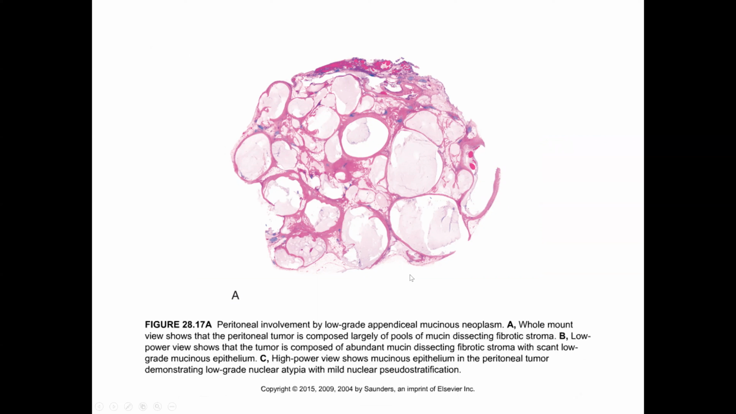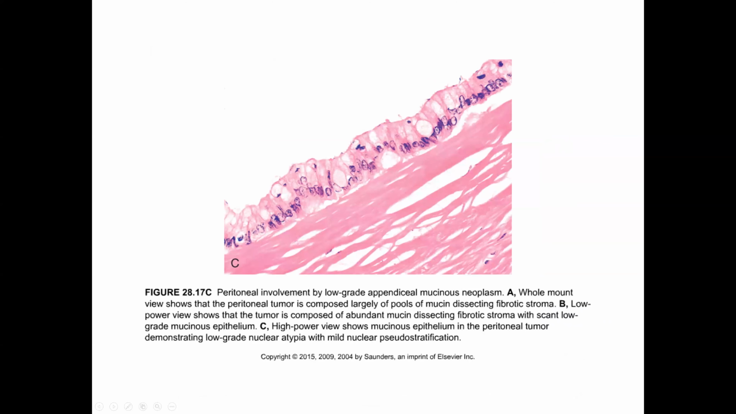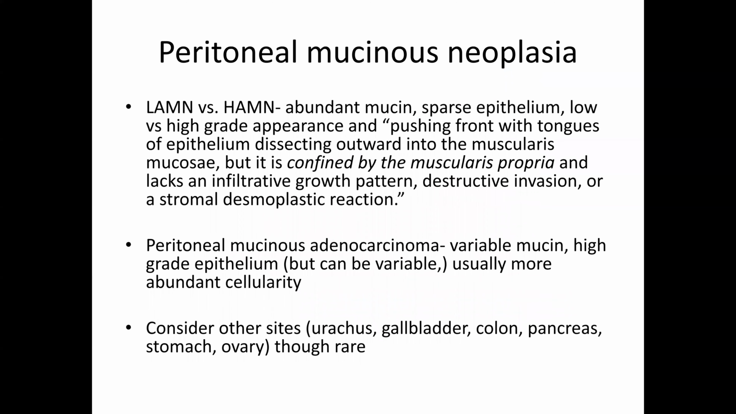So low-grade appendiceal mucinous neoplasms can have lots of pools of mucin, very low cellularity. We see virtually no epithelial cells here, maybe a few here and there. And then at higher magnification, we might again find this fairly low-grade epithelium resting on a dense hyaline fibrous membrane, as you see here. So the term high-grade appendiceal mucinous neoplasm has been used in the past. It's not included in the current WHO, although there are some publications out there.